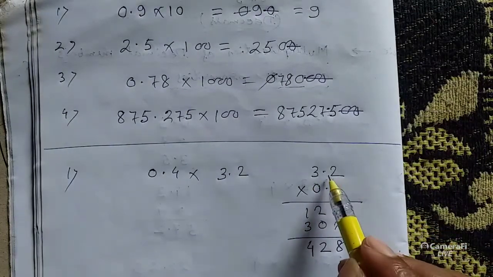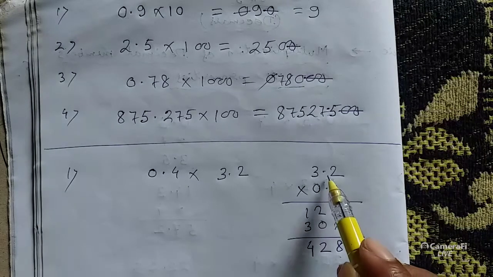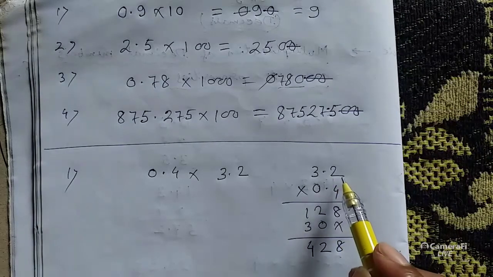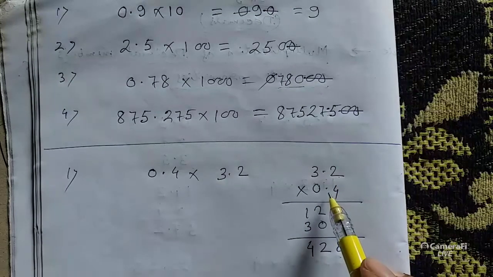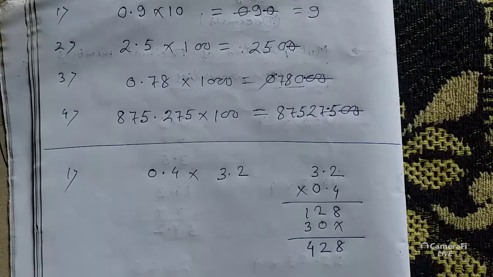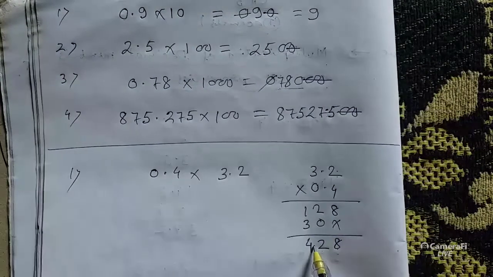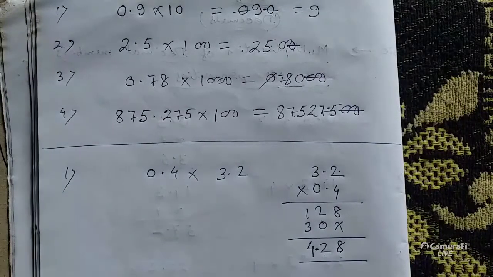Now see it. In the first number there is a decimal, also in the second number there is a decimal. For the first number, the decimal is after one digit from the right. The second number also has the decimal after one digit from the right. So in the result we will put the decimal after 1 plus 1, 2 digits from the right side. 1 digit, 2 digits. Put the decimal here. The result becomes 4.28.